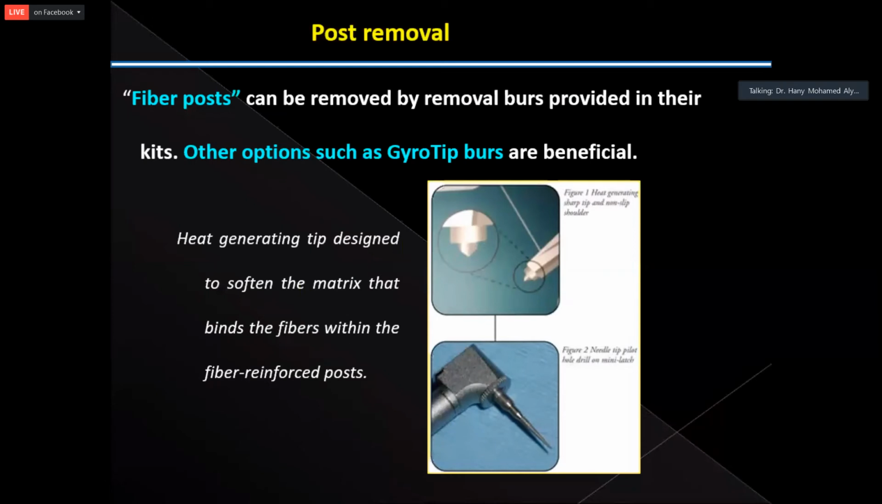This tip is designed to generate some heat, which is transmitted to the matrix, and this will soften the matrix, and then the fiber post will be easily removed.